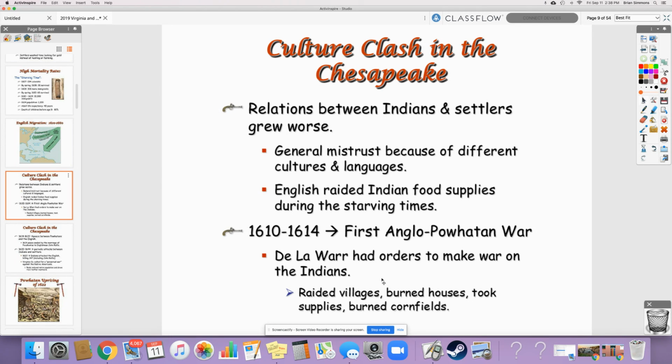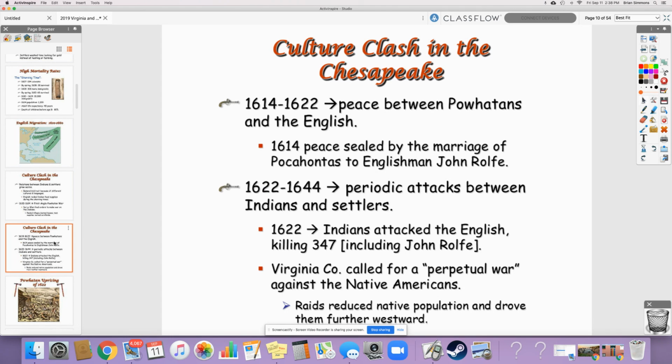Largely, these wars are happening because the British are raiding villages, they're burning houses, they're burning cornfields, they're stealing supplies, and the Amerindians are going to respond. The biggest response is going to be in 1622 when they go and attack the British in those regions, and they kill 347 people, including John Rolfe, which is interesting because John Rolfe is actually the person who in 1614 is married off to Pocahontas to try to create a political marriage of peace. And that marriage did create some peace for a period of time, but ultimately he's even going to be killed by Amerindians, by the Powhatan people themselves, because of this acrimonious relationship, which is a mild way of putting how much these groups are not getting along.